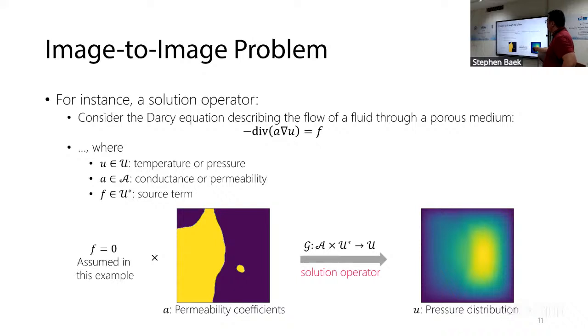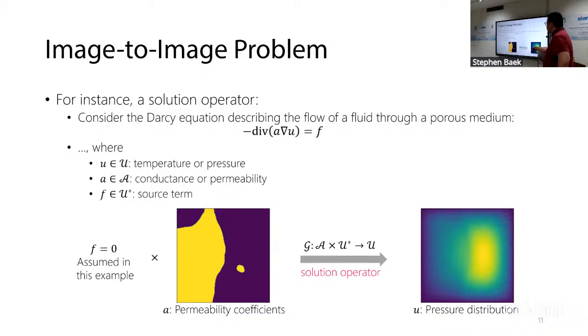And what's interesting about this equation is that A is actually a function. Okay, A is an image. So for example, we have a permeability coefficient defined like this. We have kind of a two-phase flow, right? So the yellow is where the water can flow faster, and the purple or the navy is where the water flows slower, right? And we have a binary two-phase permeability defined like that.